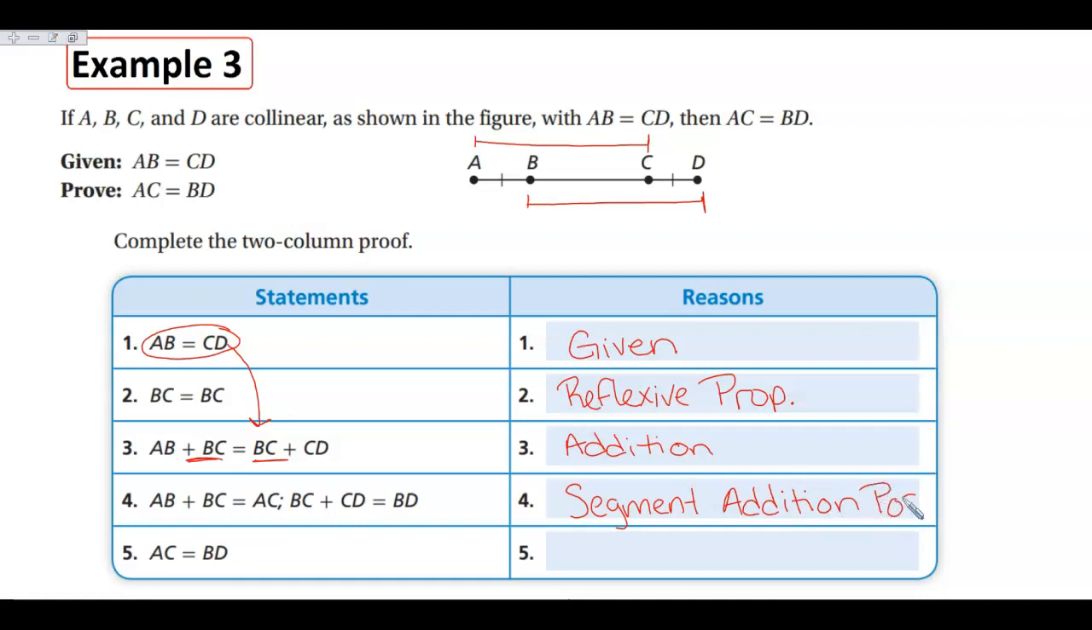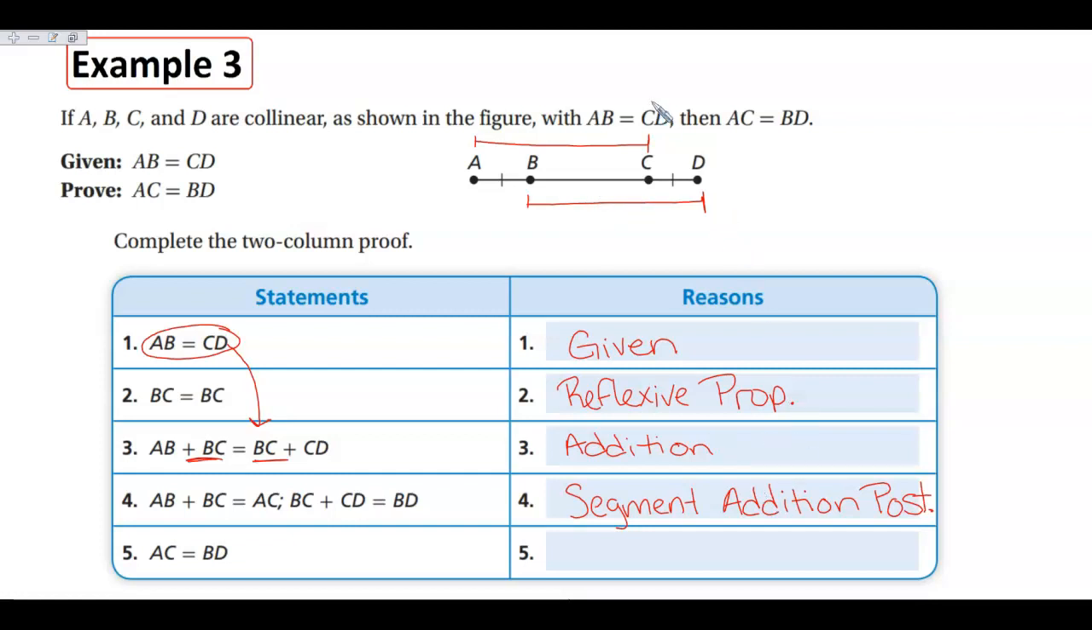Okay, which says that we can add the pieces of the segment together to equal the whole thing. So if I just look at segment AC, I can add these pieces to equal the whole thing. If I just look at segment BD, I can add these pieces to equal the whole thing. Okay?